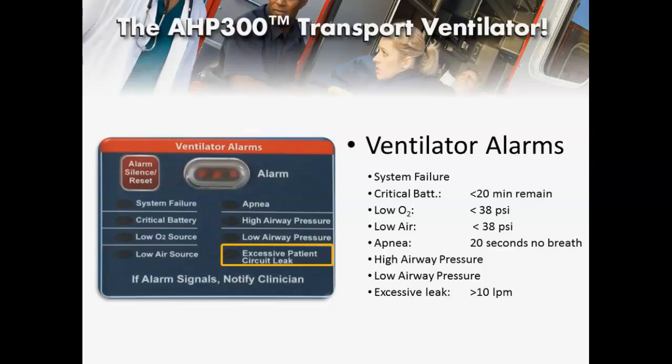Note that although it signals the alarm, it will still compensate for a leak far in excess of 10 liters per minute. The AHP300 can generate 90 liters per minute from its compressor, and an additional 90 liters per minute when on 100% FiO2 from the compressed oxygen source. Therefore, the amount of leak compensation is the differential between the maximum output of the ventilator and the amount demanded during the patient's inspiration. For a patient demanding 60 liters per minute on 100% FiO2, this would equate to 100 liters per minute of available leak compensation.